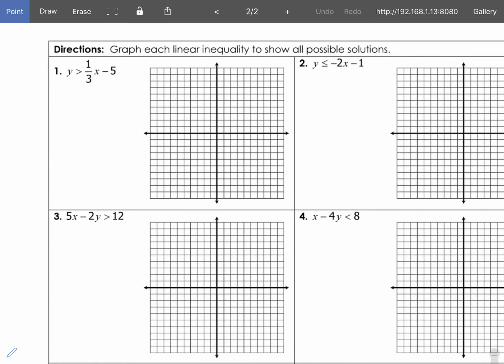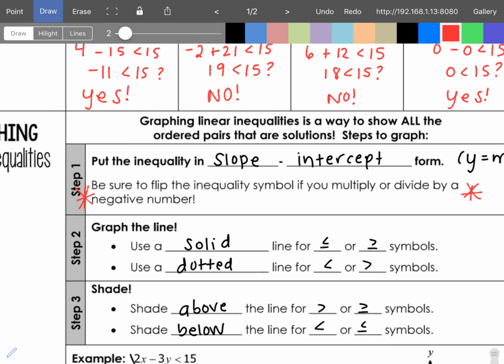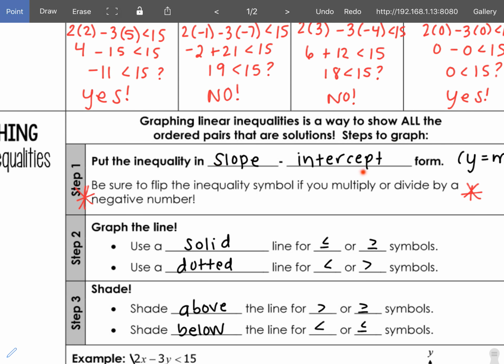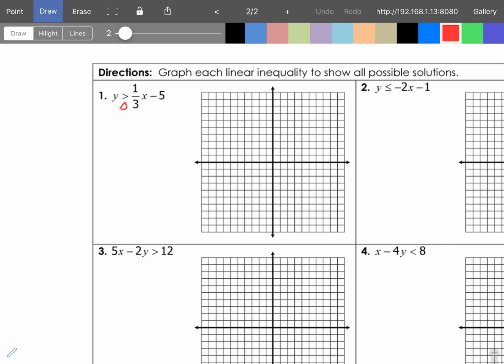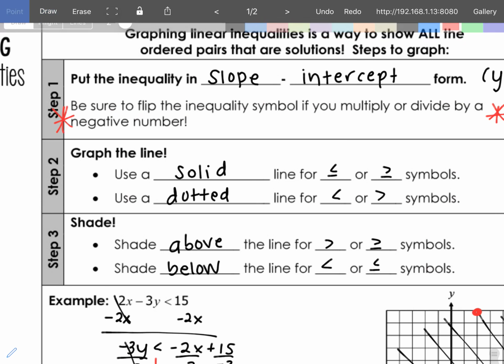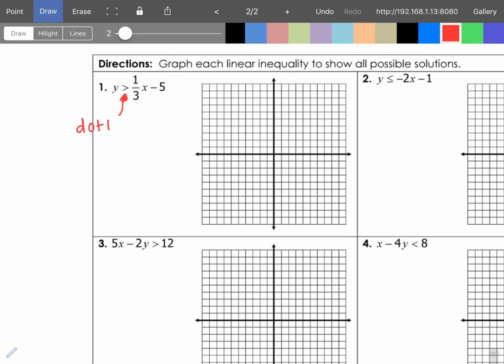Okay, so the first step is to put the inequality in slope-intercept form. We already have that in y equals mx plus b. Then we have to use a solid or dotted line and shade above or below. This greater than symbol tells us two different things: to use a dotted line and to shade above. So I'm going to write dotted, shade above.